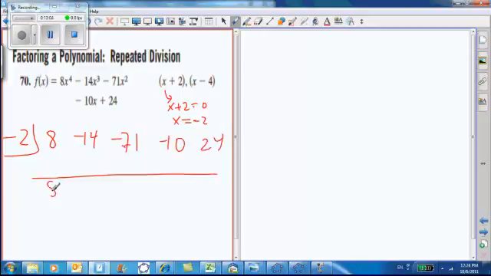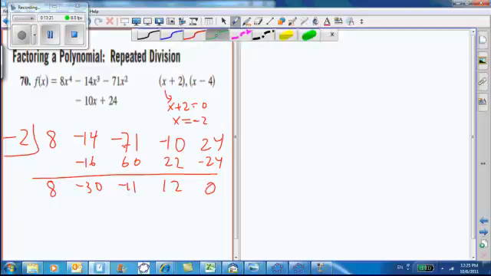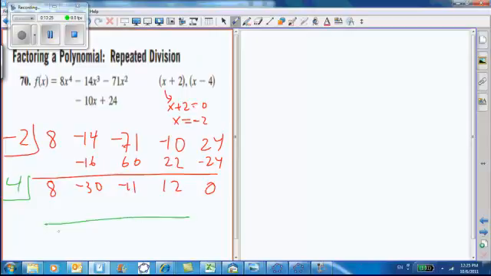Zip. Bring down the 8, multiply by negative 2, negative 16, we get negative 30. Multiply and we get 60, that makes negative 11. 22 makes 12. Negative 24, 0. There you go, it works. But here's the key thing. Use the depressed equation now, and now we're going to put 4 in the box. Bring down the 8, multiply by 4 is 32, 2, 8, negative 3, negative 12. Bazinga. Look at that. They both work.